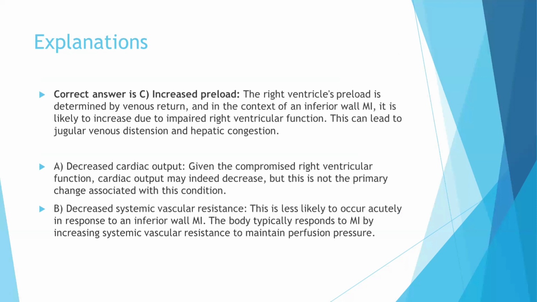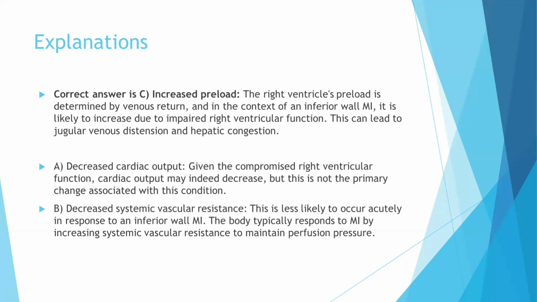So the correct answer is increased preload. The right ventricle's preload is determined by venous return, and in the context of an inferior wall MI, it is likely to increase due to the impaired right ventricular function. Now, this can lead to jugular venous distension and hepatic congestion.